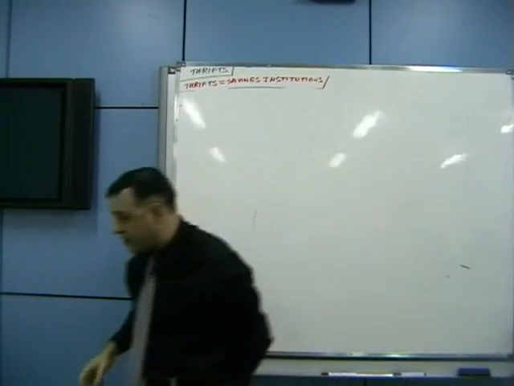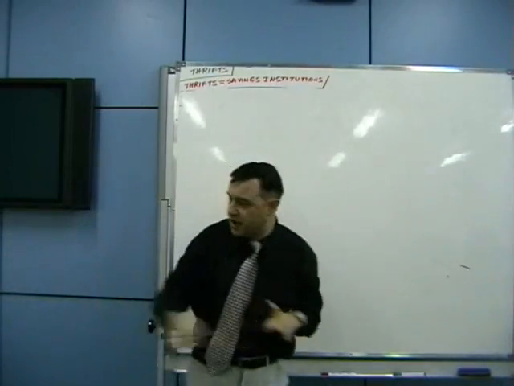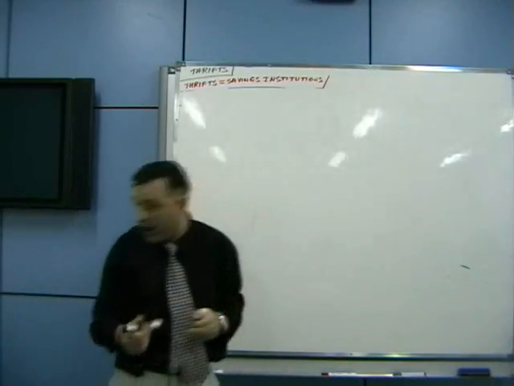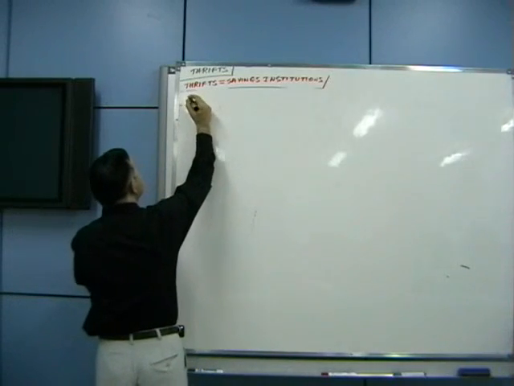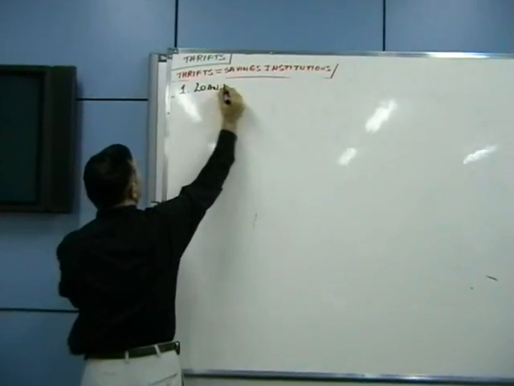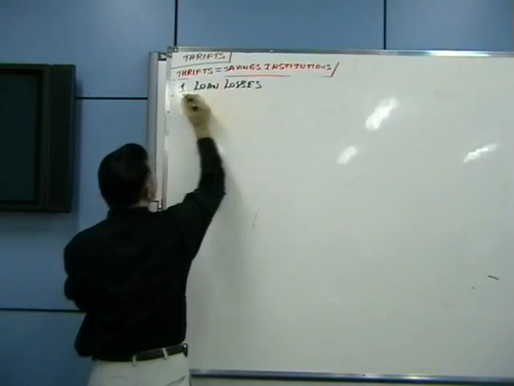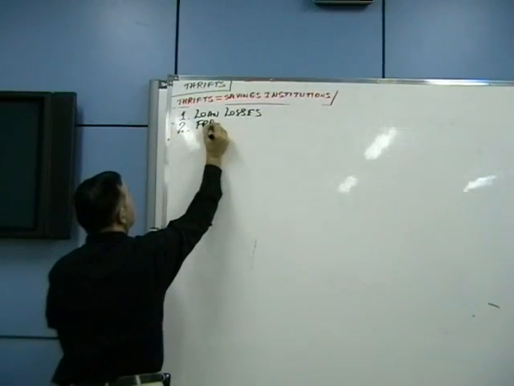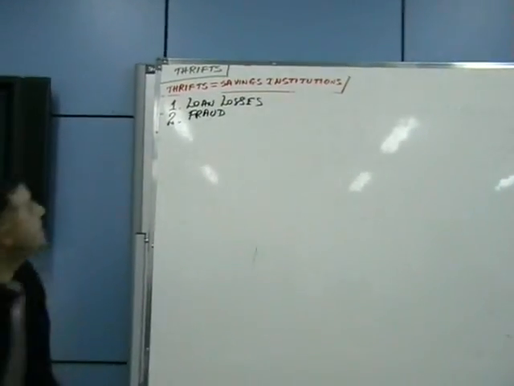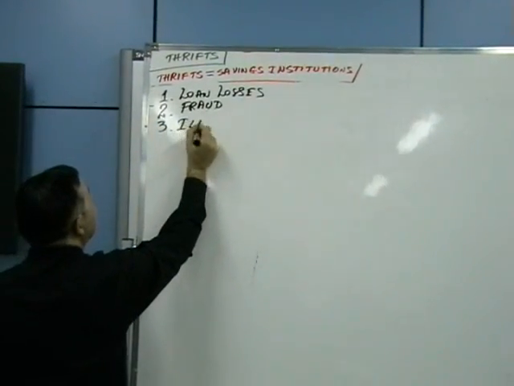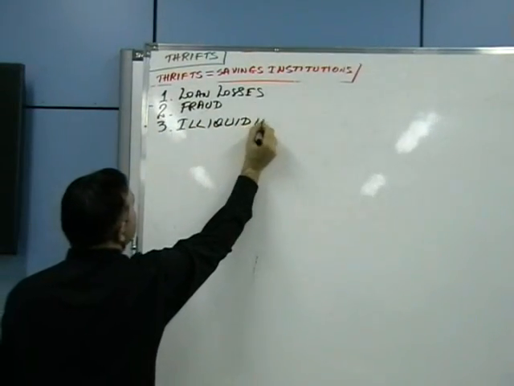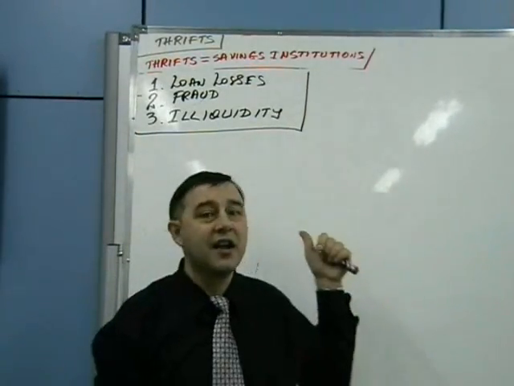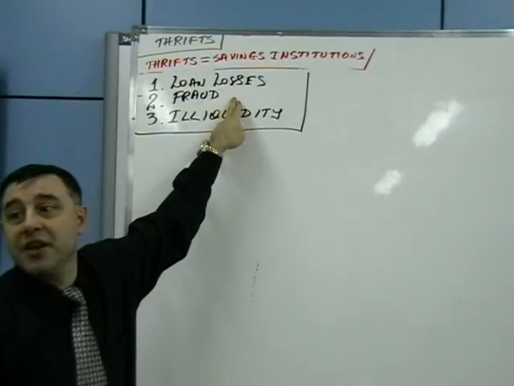Well, let's first write out what they're saying in the textbook, and then see how terrible the presentation is. They say the main reasons are three. Number one is loan losses. Number two is fraud. And number three, they say, illiquidity. Well, the story at this level is shockingly primitive.